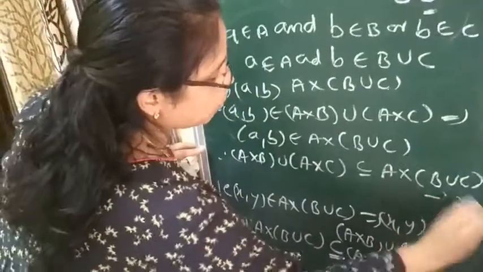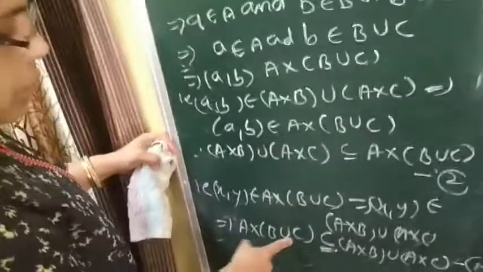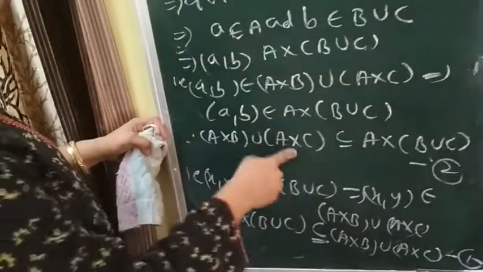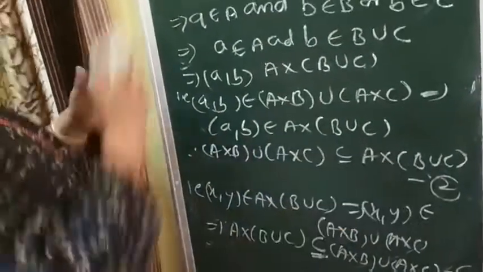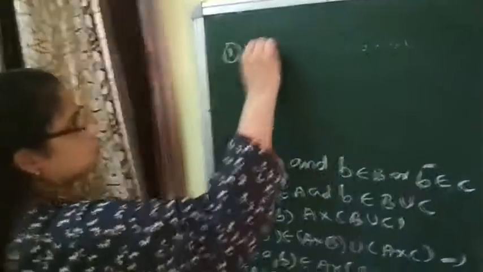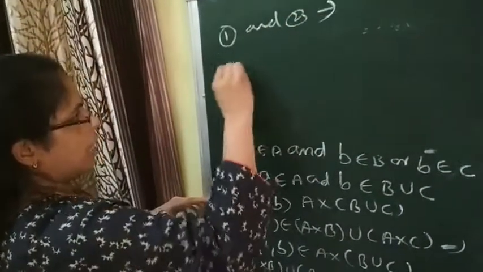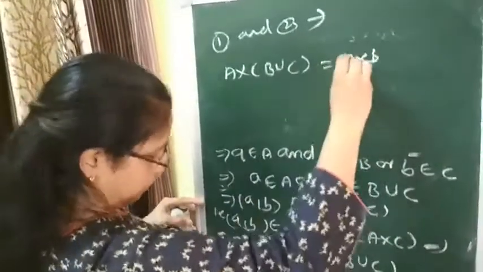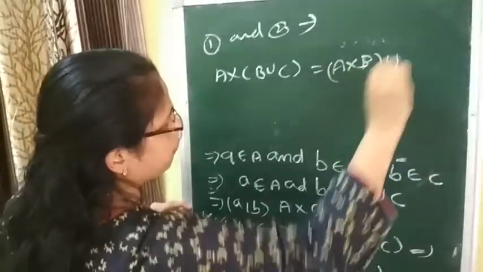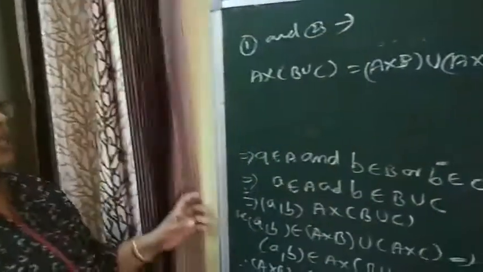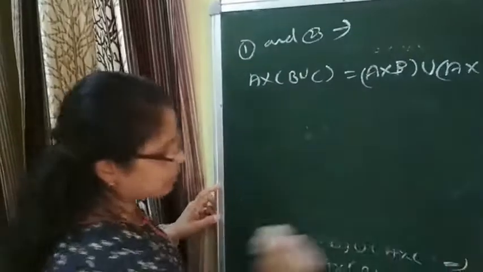This is equation number 2. What is equation 1? A into (B union C) is subset or equal to (A into B) union (A into C). Second, right side, (A into B) union (A into C) is subset or equal to A into (B union C). That means if A is a subset of B and B is a subset of A, what do you conclude? You can conclude A equal to B. That means 1 and 2 give A into (B union C) is equal to (A into B) union (A into C).